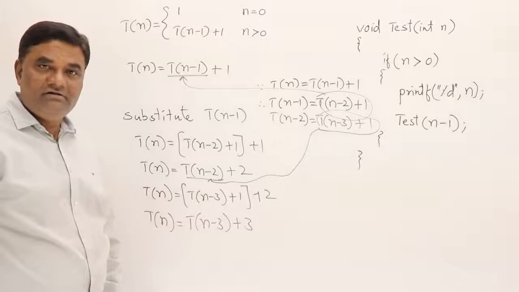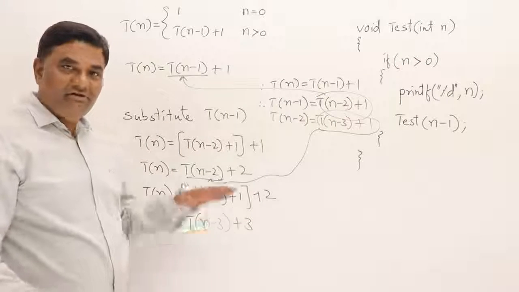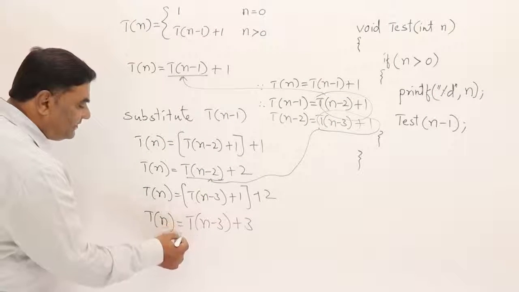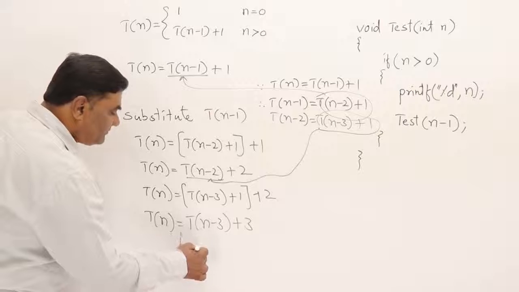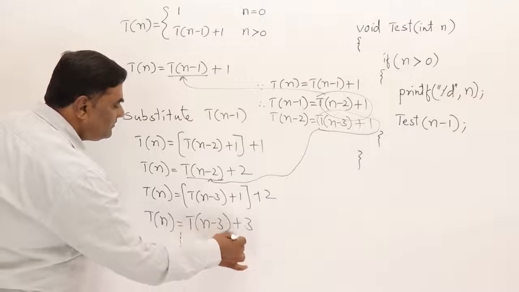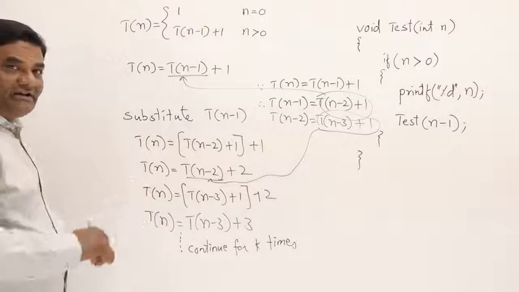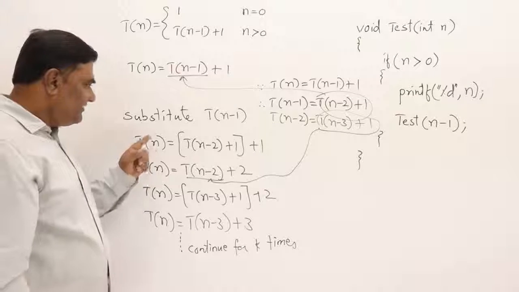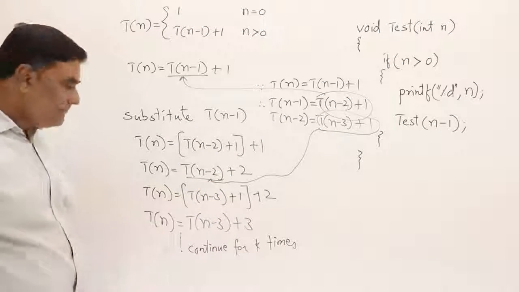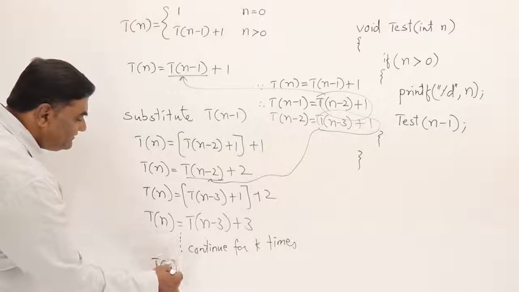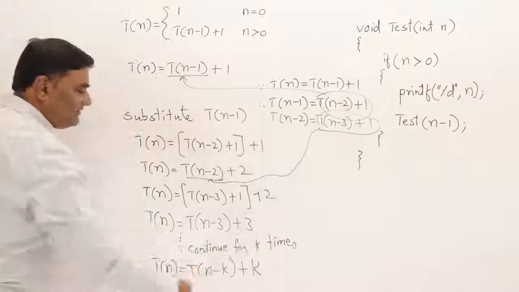That's what I got. So how many times should I do this? See, when I did 2 times, that is sufficient. You can continue further. And I say that I am going to continue this for k times. If I continue for k times, what do I get? See, if you observe, when I did it one time, it was 2, next time it was 3, then it goes on, so it will be k. So this will be Tn is equal to Tn minus k plus k.